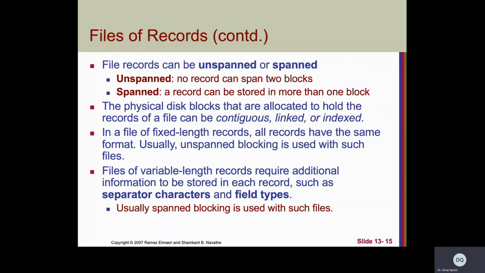Now these files can be unspanned or spanned. So unspanned files are those files or file records where one record cannot span two blocks. So one record is only in one block, whereas a spanned file is where a record can be stored in more than one block. So you are using 2 blocks or 3 blocks, or however many blocks you are using. That is called a spanned file.